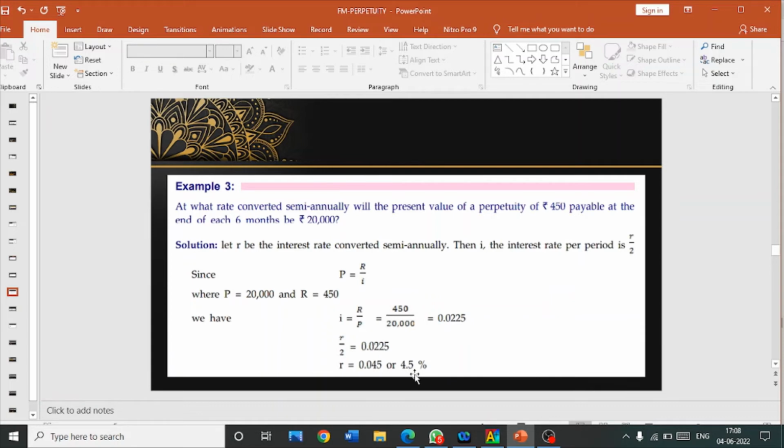You wanted to convert anything into percentage, you multiply it into 100. So 0.045 into 100, you are getting 4.5, the percentage rate of interest. Sometimes you will find I, but you will forget to convert it into R. So be very careful. Rate of interest means we have to present R only.